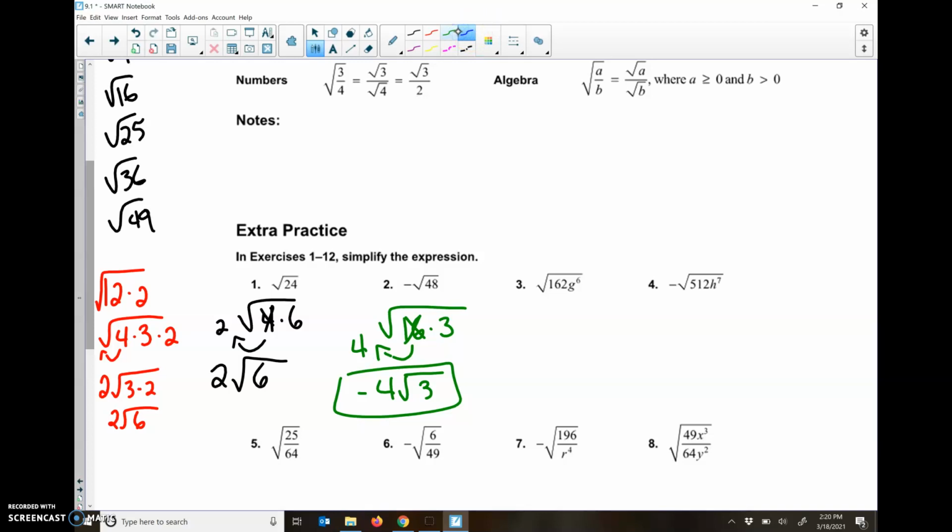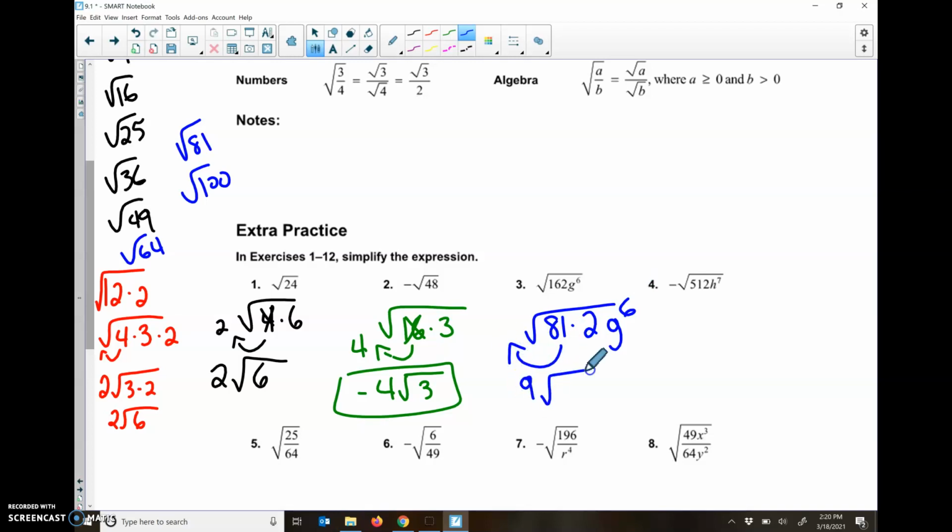All right, 162. So this is where it gets a little tougher here. So 162, I should have gone further now. If we keep going with these, stop at 100. 162 can get broken down as 81 times 2. We'll worry about the g here in a second. So 81 times 2 is the same as 162, and I know the square root of 81 is 9. So 9 times the square root of 2, and then I have g to the 6th.